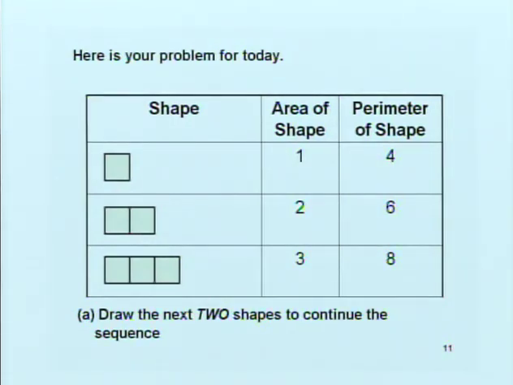The second shape is made up of 2 small squares. The area is 2, the perimeter 6. The third shape is 3 little squares put together. The area is 3 and the perimeter is 8. You're asked to draw the next 2 shapes to continue the sequence.